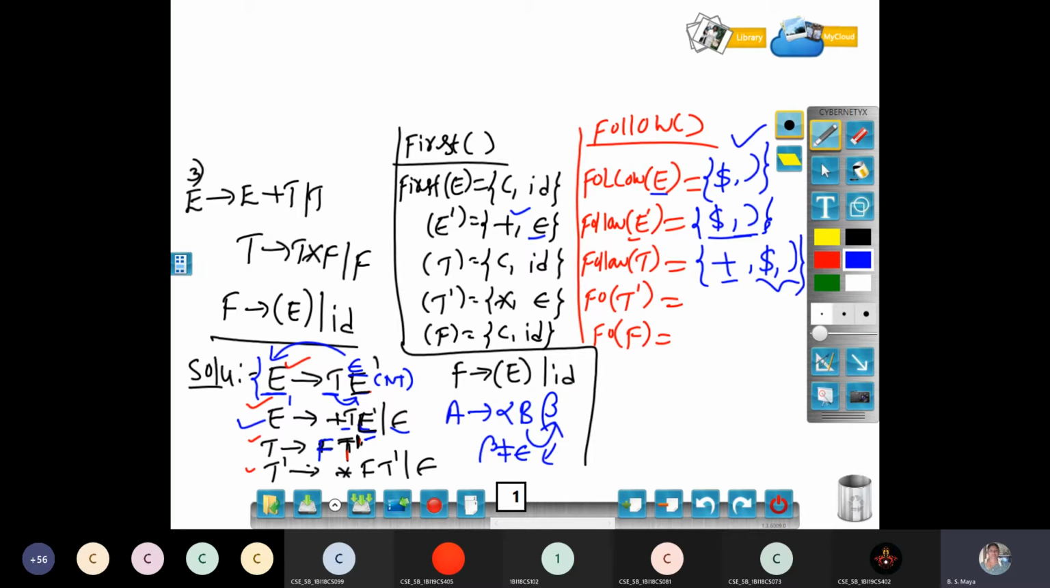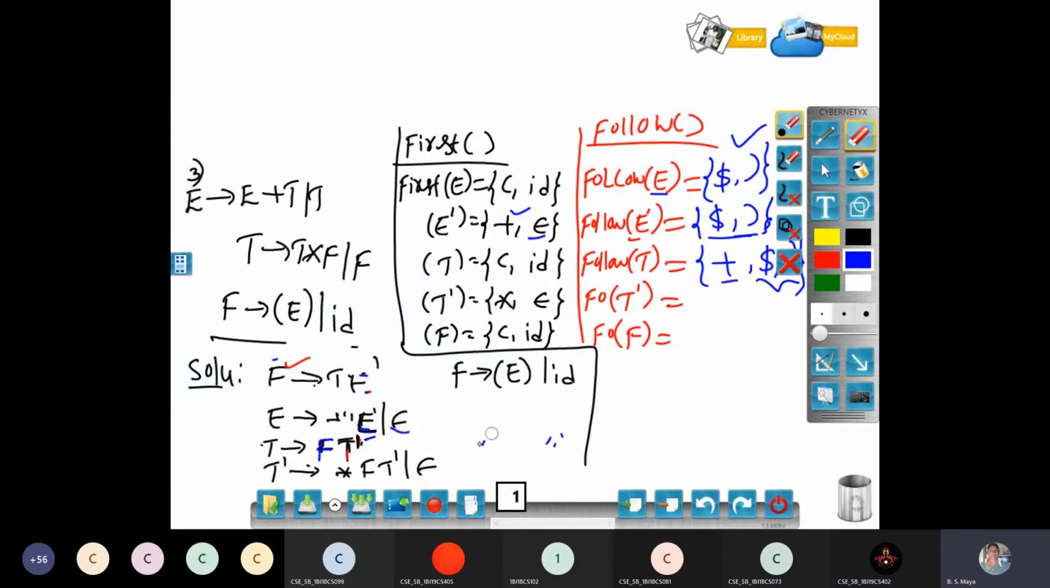Okay, let me go for follow set of T dash. What is T dash? You can search now wherever T dash is there. Where is T dash? In the third production, you have a T dash. This is T E dash. E dash derives plus T E dash. T derives F T dash. T dash derives star F T dash or epsilon, and this one.